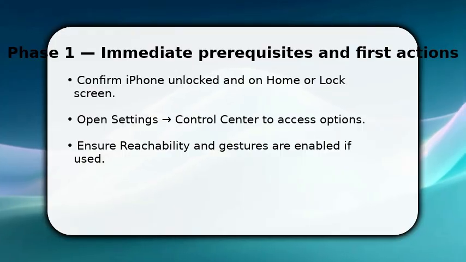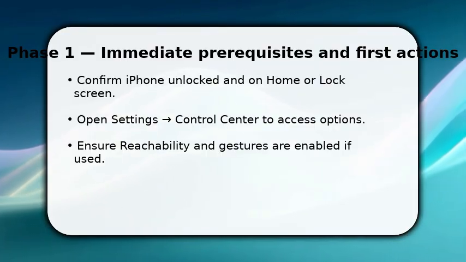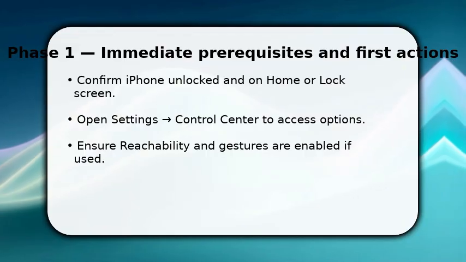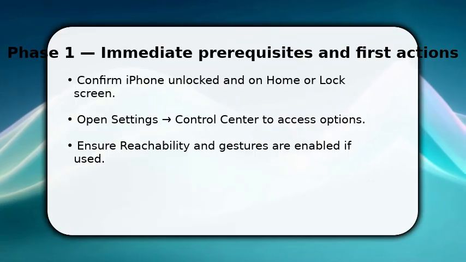You start by opening Settings now. This is where you control Control Center behavior. Tap Settings, then tap Control Center. Once done, you will see a list of active controls and extra controls available to add.